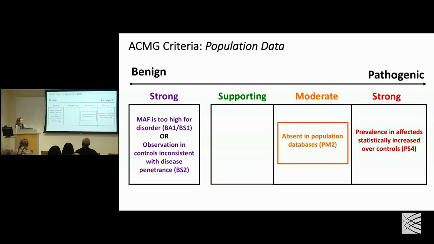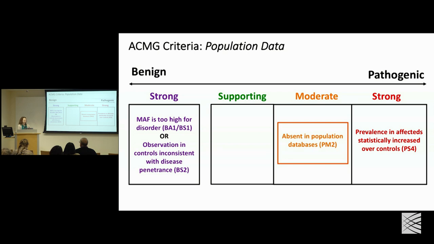I want to give a caveat here. We give this moderate evidence if a variant is absent in the reference population. However, the vast majority of variants are not found in gnomAD. There are tons of variants in every gene in gnomAD, but overall we only see about 10% of the possible variation in the data set.